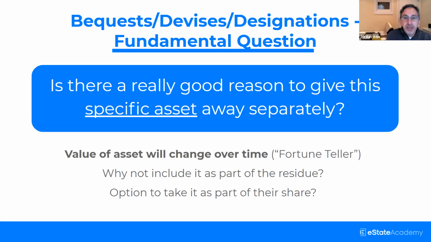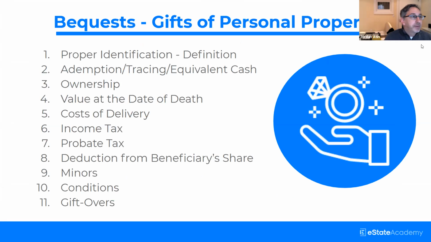And so that's always a bit of a tricky thing, especially when you take into consideration the myriad of issues that have to be considered. So here are some of them that we came up with. When you make a specific gift: proper identification and definitions, redemption, what happens if that asset's not around, ownership, cost of delivery, the implications of tax on it, etc. So we're going to run through the drafting idea of a number of these. Some I'll cover in bequests, some I'll cover in devises.